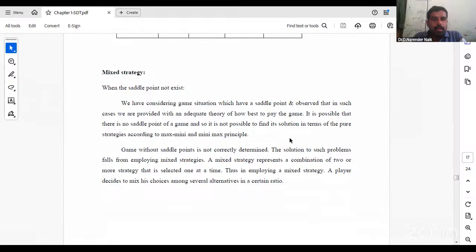So a game without a saddle point is not correctly determined. The solution to such problems comes from employing mixed strategies. A mixed strategy represents a combination of two or more strategies that are selected one at a time. Thus, in employing a mixed strategy, a player decides to mix his choices among several alternatives in a certain ratio.